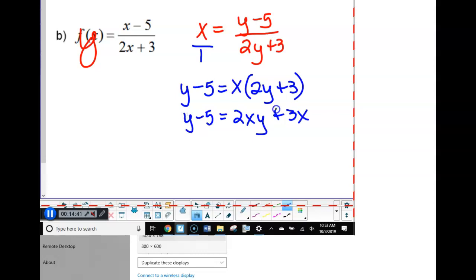Okay, what's the next step? And you might have done this already and gotten a different looking answer because you cross multiplied the other direction. That's okay. Now what? Yep, we need to isolate the y's.